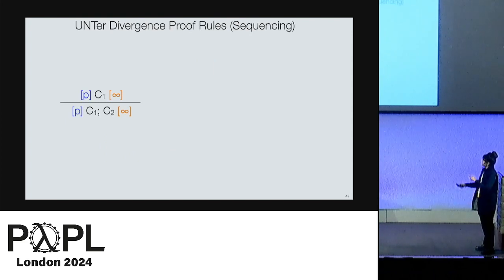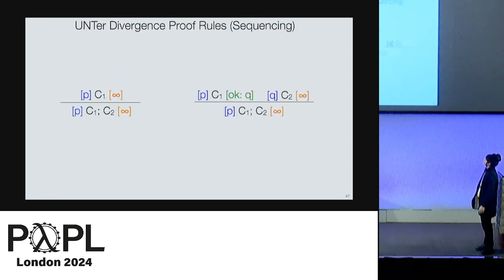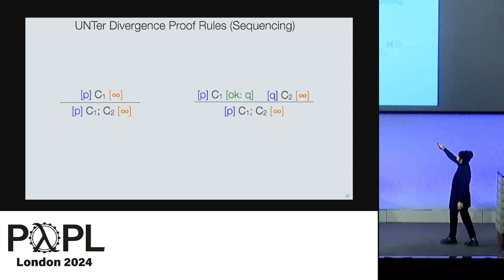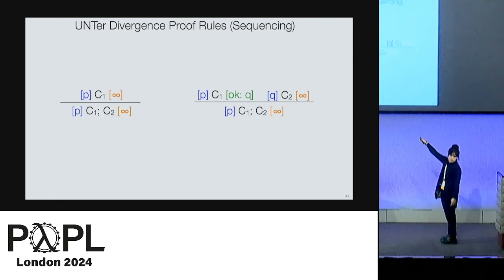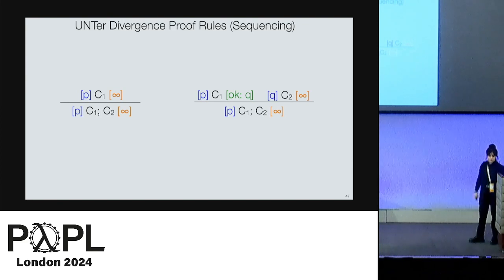Well, first, if I manage to show that C1 doesn't terminate starting from P, then of course C1 followed by C2 doesn't terminate either. The first part of the program is not terminating, so of course the program doesn't terminate. Similarly, if the first part of the program terminates, going from P to Q, and this is what I mean by an ISL triple, the kind of triple that we saw, and then starting from Q the second part doesn't terminate, then the whole thing doesn't terminate either.